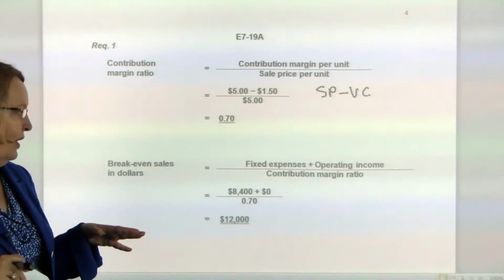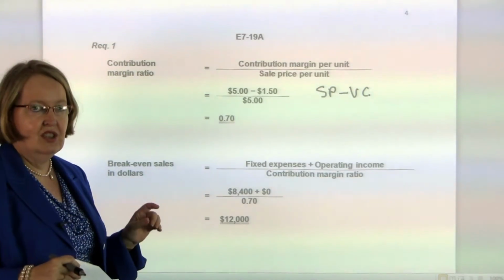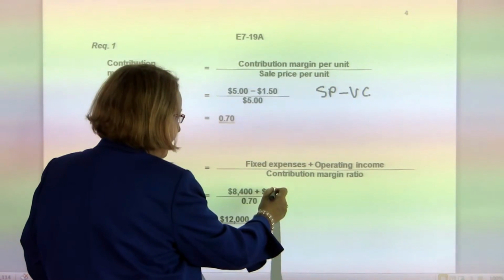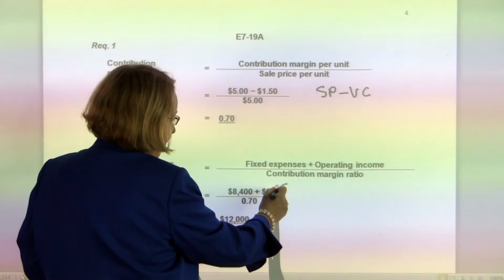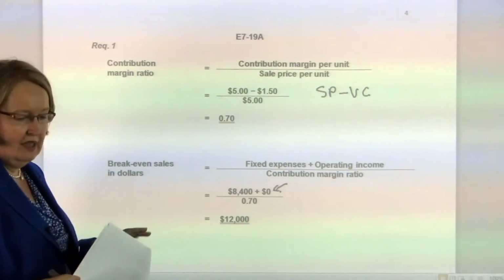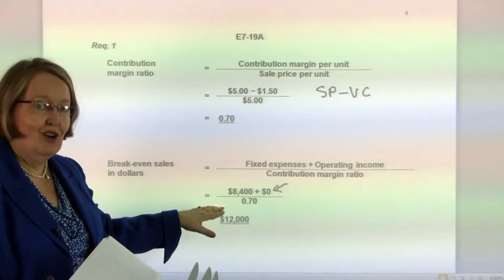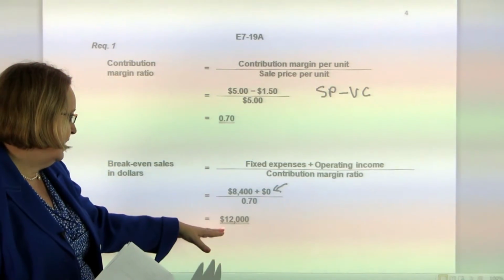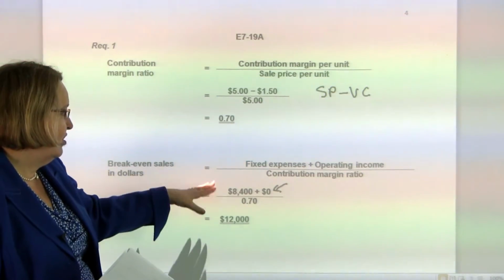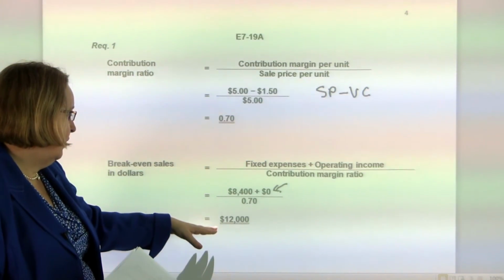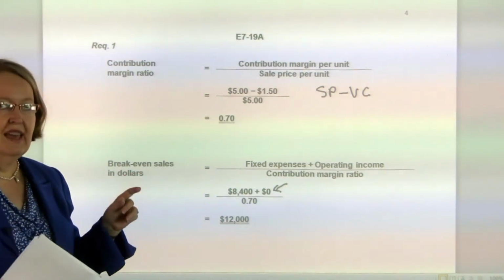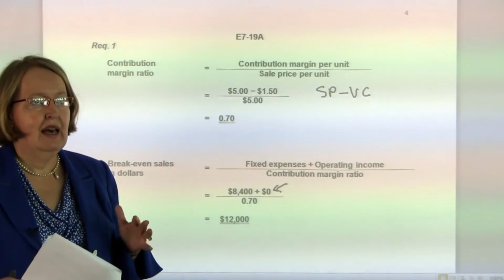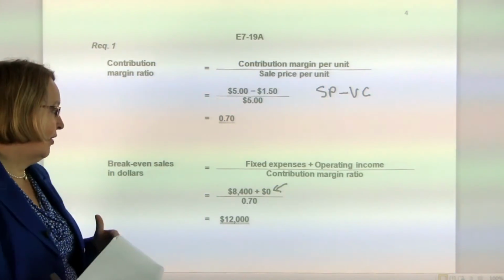When we're talking about break-even, what this means is you're making just enough money to cover your fixed and variable cost, and it means you're not making any profit. So operating profit is zero. We are given in the problem that the fixed costs are $8,400. We've just calculated that our contribution margin ratio is 70%. So that will give you $12,000. When your sales levels are at $12,000, this is going to give you just enough money to cover your fixed and variable cost.